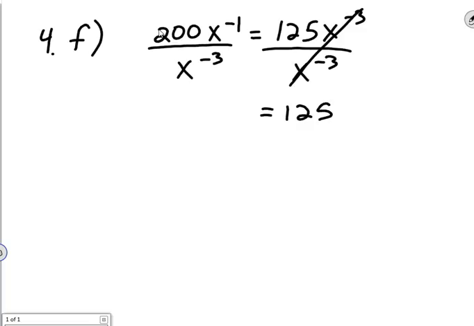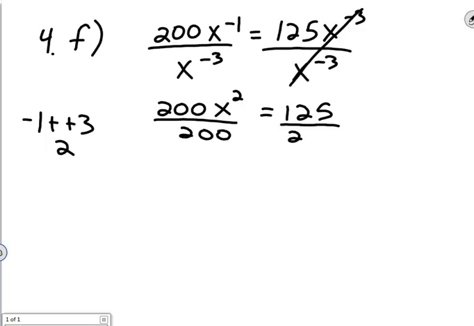On the left side, we have 200, and then we apply the quotient property again, right? So we subtract our exponents. Negative 1 minus negative 3 is the same as adding a positive, so we get 2. So we end up with x squared. So we have a little more work to do. We divide both sides by 200. Those cancel out. X squared equals, you could plug that into your calculator at this point if you wanted. I'm just going to leave it as the fraction.